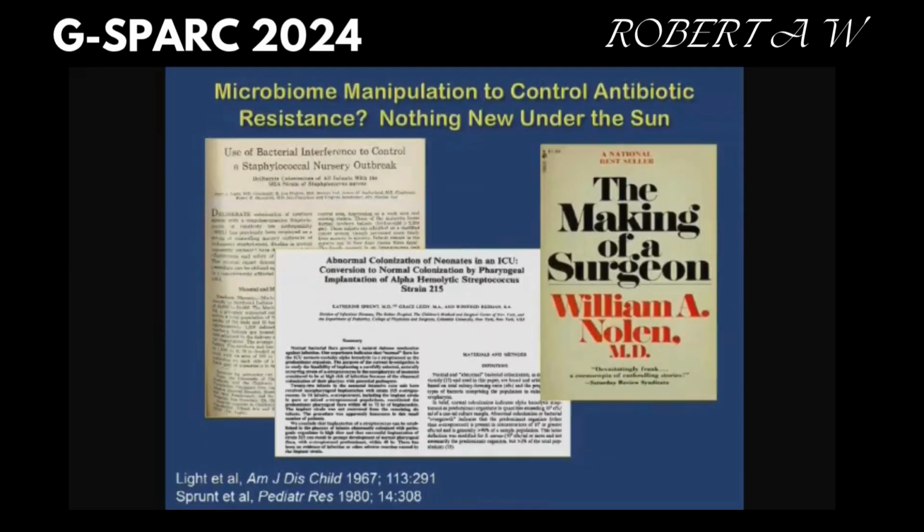Interestingly, this is not a new concept. Microbiome manipulation goes back at least 60 or 70 years, and you can see in the upper left-hand side, there was a use of bacterial interference, they called it then, to control a staph outbreak in a nursery. They tried to decolonize people by deliberately colonizing them with an avirulent strain of Staph aureus. They got rid of the virulent strains, but unfortunately the avirulent strain became virulent, so that didn't work out so well. And here's another example of using avirulent alpha strep to try to decolonize newborns in a nursery to get rid of Klebsiella and other gram-negatives.